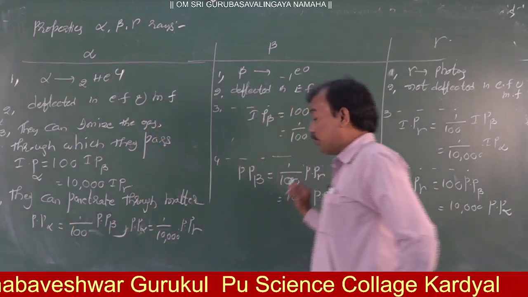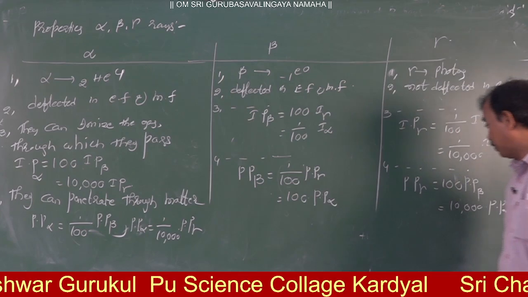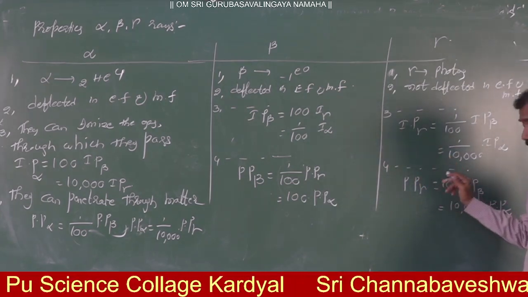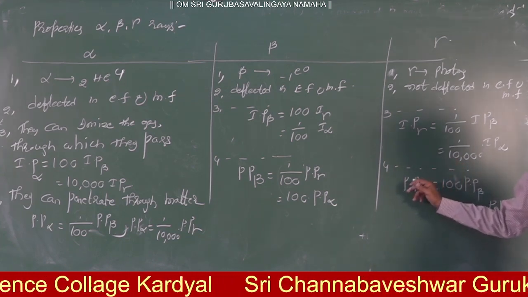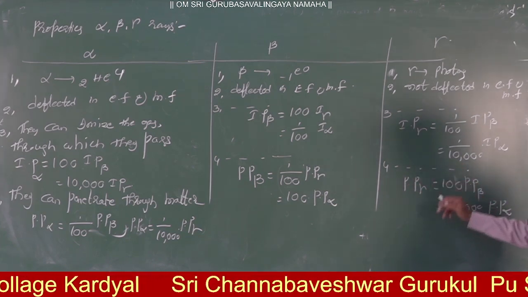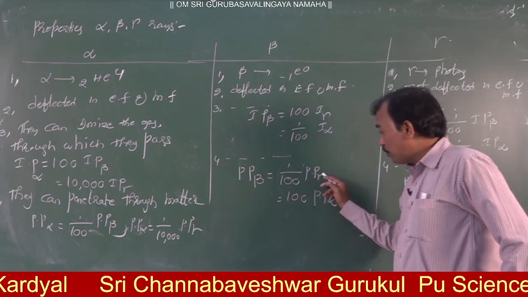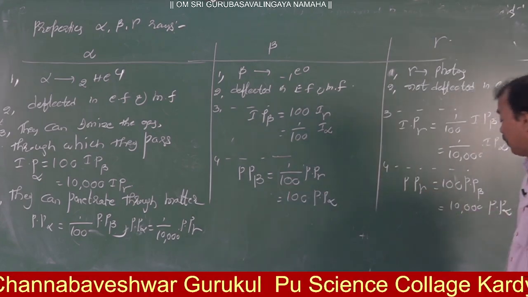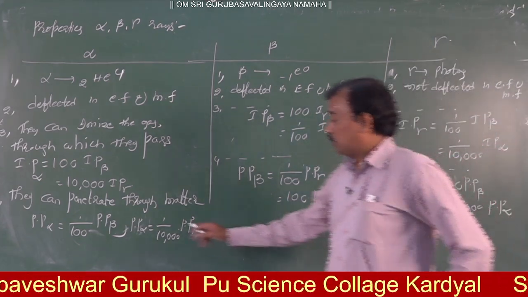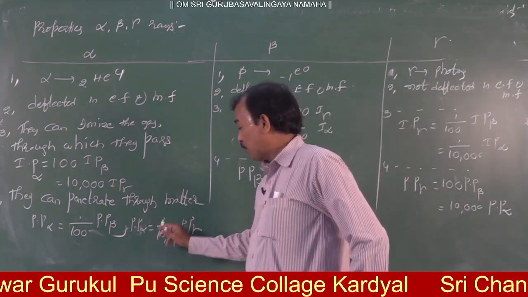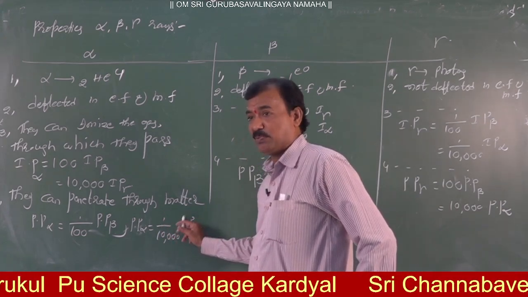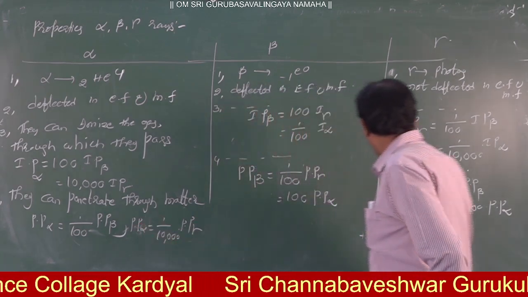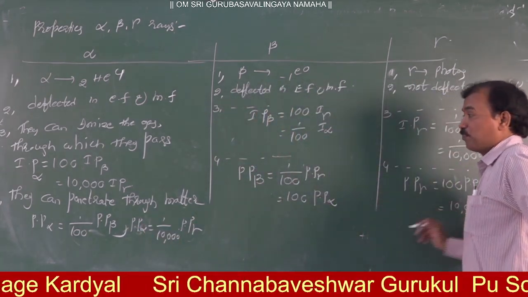Same fourth point for gamma rays: they can also penetrate through matter. The penetrating power of the gamma, PP gamma, is 100 times the penetrating power of the beta. Again, the penetrating power of the alpha is 1 by 10,000 into the penetrating power of the gamma, so the penetrating power of gamma is 10,000 times that of the alpha. Okay, these are the four points.